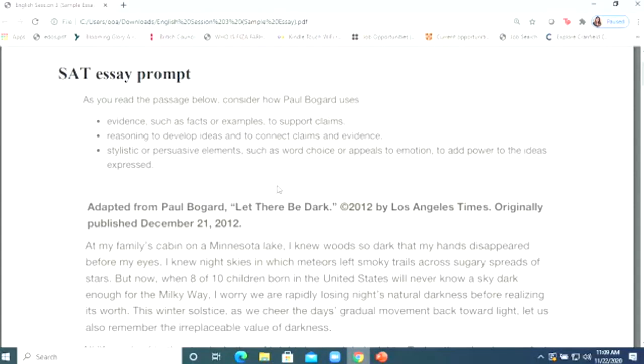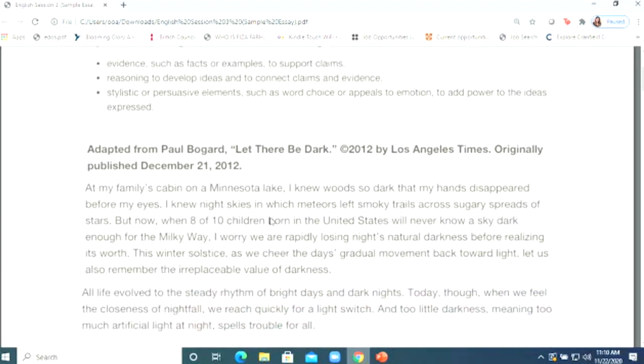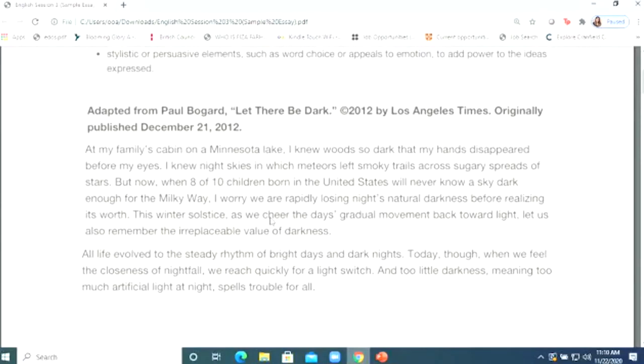Okay, so this is a little information, like the pretext of the passage. Adapted from Paul Bogard, Let There Be Dark, 2012, by Los Angeles Times, originally published December 21, 2012. So the name of the passage is Let There Be Dark. And the author is, of course, Paul Bogard. It gives some background information: where it was published, when it was published. All right. So here is the passage.